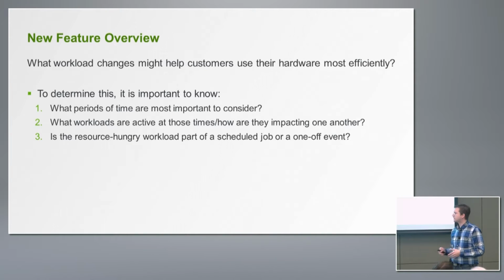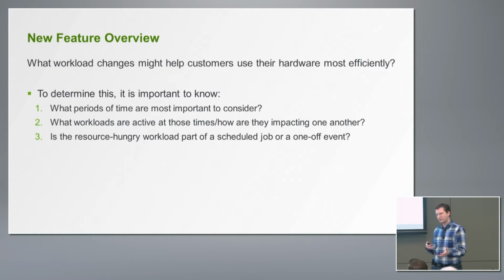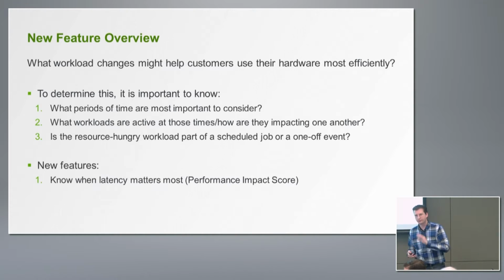And last but not least, if you identify a resource-hungry workload that's consuming a lot of system resources, is that part of a scheduled job? Is that part of the usual wax and wane of the consumption of resources on my system? Or is that a one-off event that is maybe less representative of what is normal? And so I'm going to be diving into new features that are focused on each of these tasks individually.